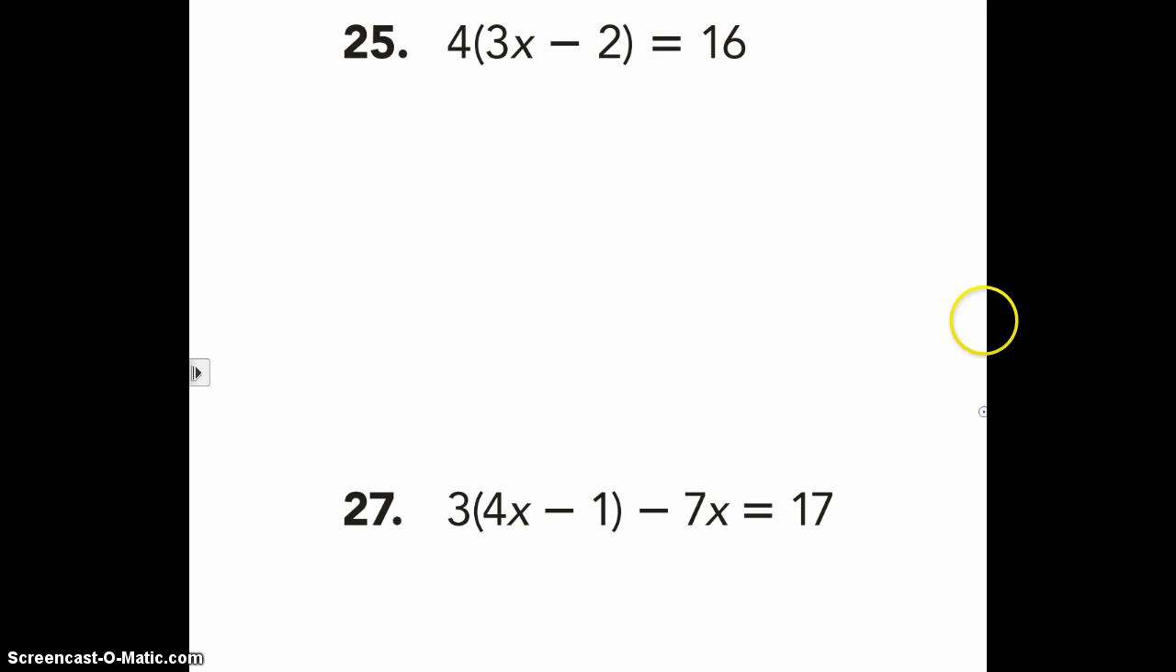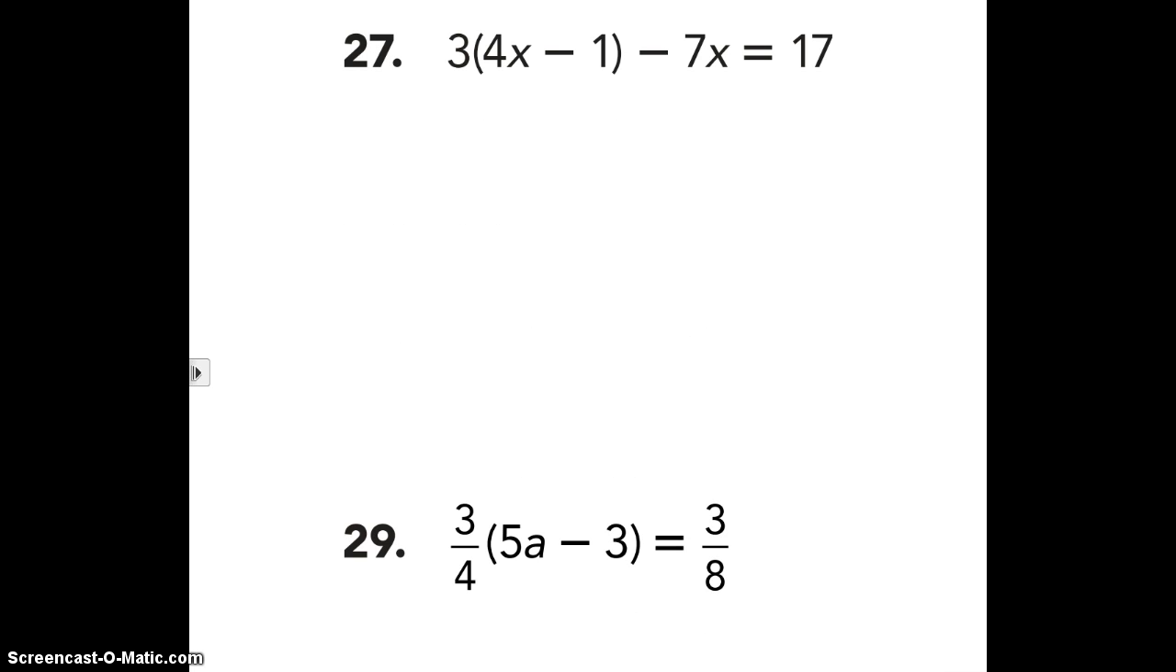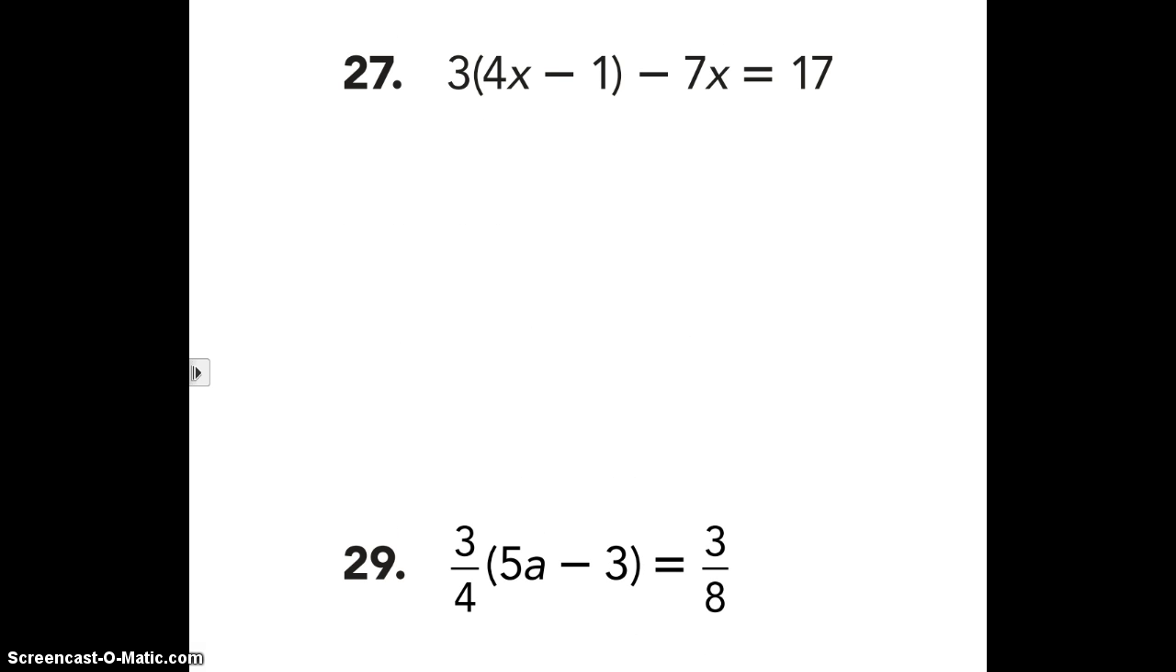Okay, let's look at one more example here. Sometimes when you expand, you're left with some simplifying to do. So we're going to do our same first step here. We're going to expand this factored piece right here. 3 times 4x is 12x. And then 3 times negative 1 is negative 3. And everything else I just wrote as it was. All I did on that first step was expand this factored piece.